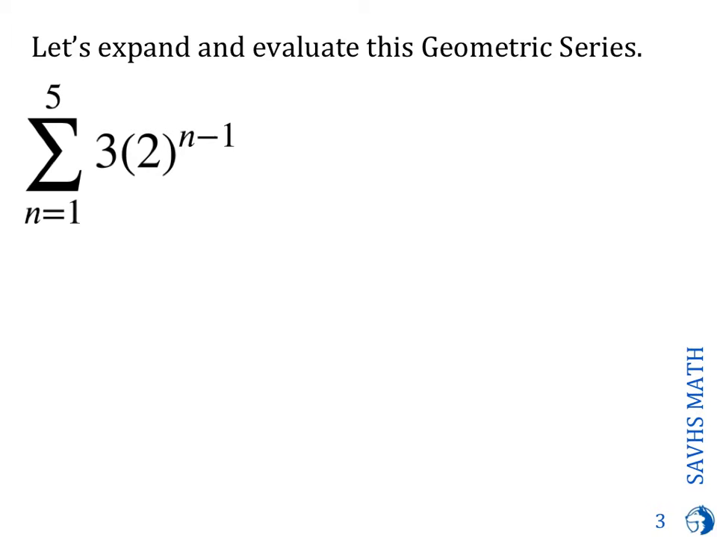So let's just start with an expand and evaluate for this, just because I want to show you what a geometric series looks like when we use sigma notation. This should be review. You should have seen this before. Basically, what we're going to do is take that lower bound and put it in for n, rewrite the whole thing. So I get 3 times 2 to the n minus 1. Repeat until I have met the upper bound. So I've got to go all the way until I have 3 times 2 to the 5 minus 1.